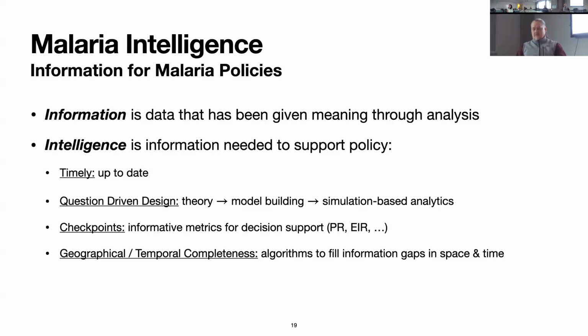What do I mean by intelligence? If information is data that's been given meaning through some kind of statistical or other analysis, then intelligence is information that we need to make good decisions. So I'm going to go looking for malaria intelligence. I'm going to try to develop these very stable assessments, because it's the same quantities that we're going to need over and over again, and we need to learn about these in situ over time.